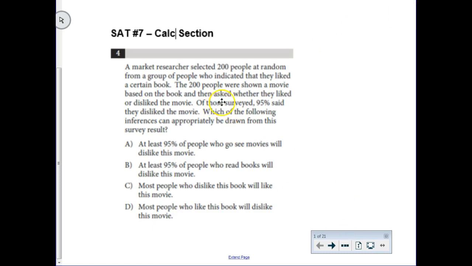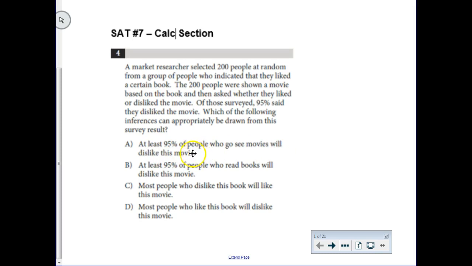So a market researcher selected 200 people at random from a group of people who indicated that they liked a certain book. The 200 people were shown a movie based on the book and then asked whether they liked or disliked the movie. Of those surveyed, 95% said they disliked the movie. Which of the following inferences can be appropriately drawn? This is one of the trickiest questions on the test, and it is just reading. So is it true, can you infer, that 95% of the people who go to see movies will dislike this movie?